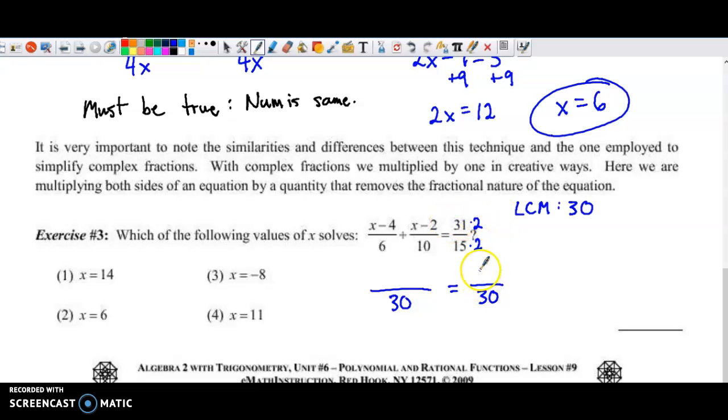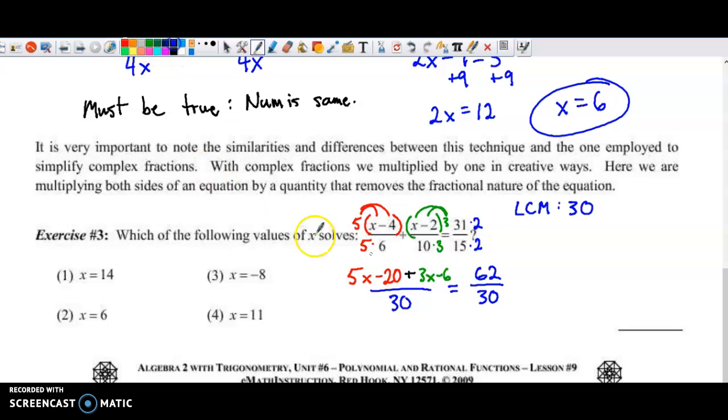So let's double the top. 31 times 2 is 62. But what makes the other ones a little bit trickier is that you have to distribute. Well, 6 times 5 gives me 30. So I have to multiply the top by 5, and it's the entire thing, 5x minus 20. We still have a plus in the problem, but then I need to multiply the other piece, I'll use green, by 3, and I need to distribute that 3 in there. So we're looking at 3x minus 6.